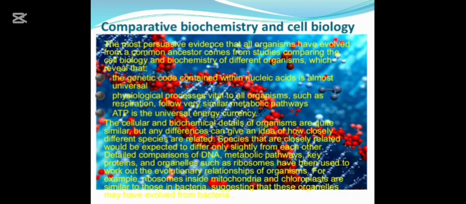Then we have the cellular and biochemical details of organisms being quite similar, but any difference can give an idea of how closely different species are related. Species that are closely related would be expected to differ only slightly from each other, and detailed comparisons of DNA, metabolic pathways, key proteins, and organelles such as ribosomes have been used to work out the evolutionary relationships of organisms.